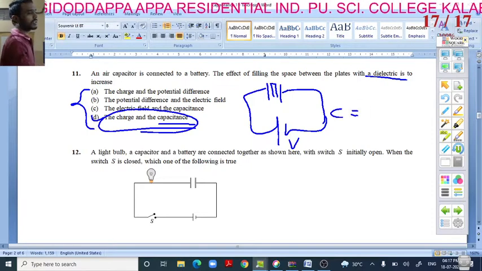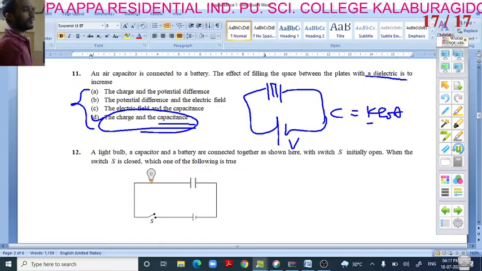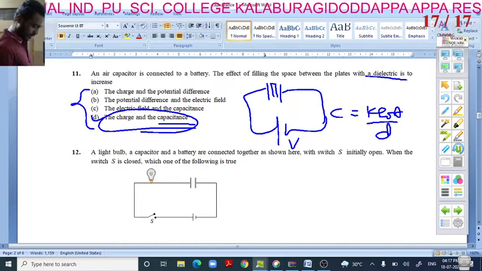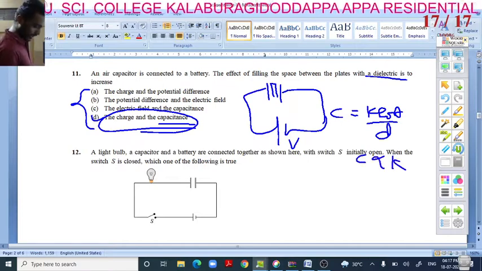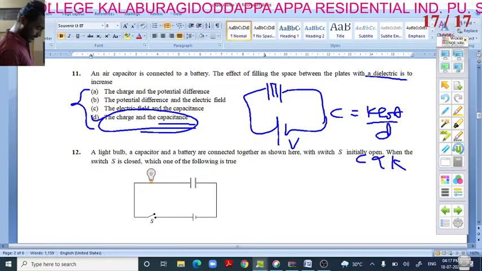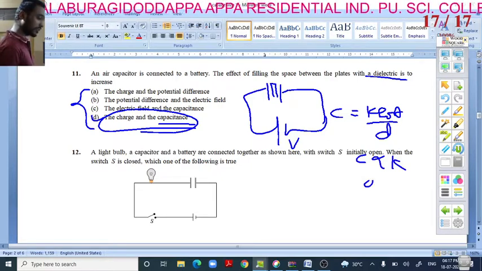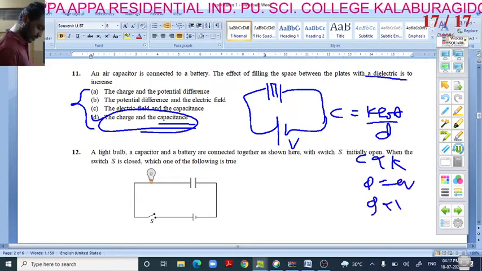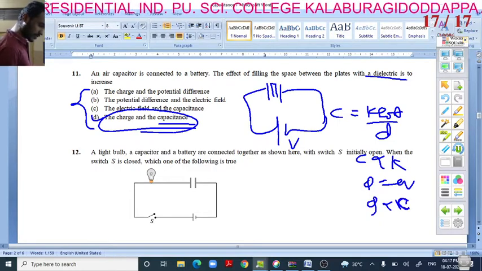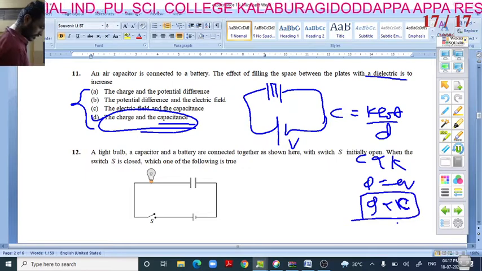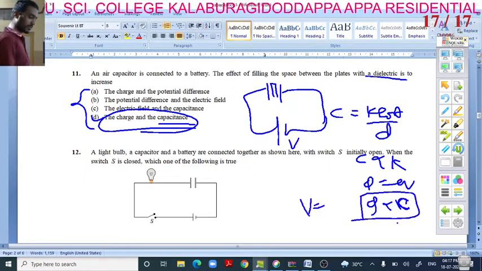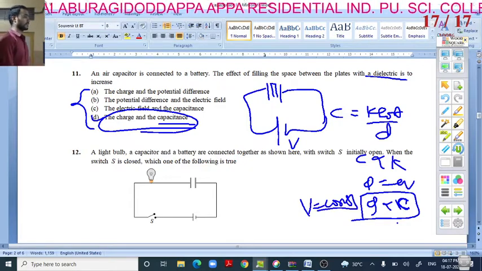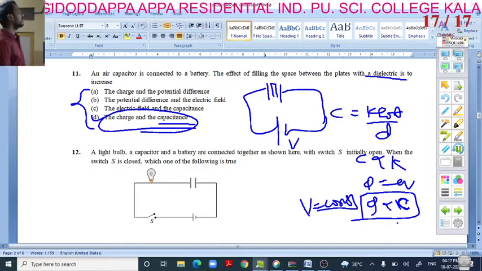By the equation also I can say C is K epsilon A by D. By inserting the dielectric, K becomes the dielectric constant. At the same time, we know that Q is equal to CV, so Q is directly proportional to C only, right? By this discussion we can also say that the potential stays constant, right? Okay, next.